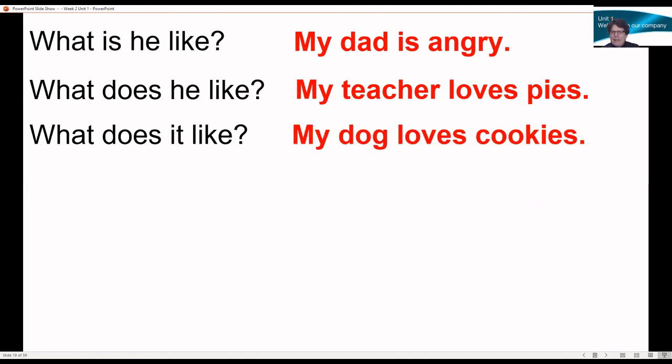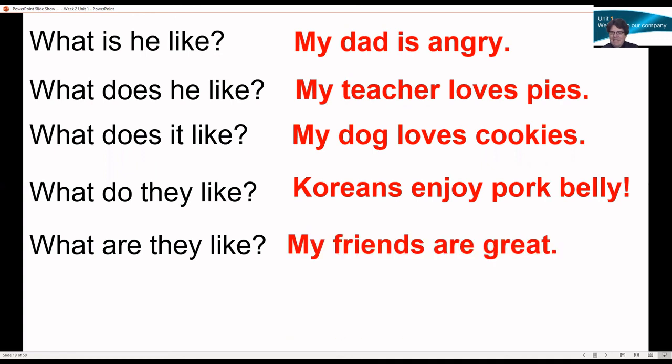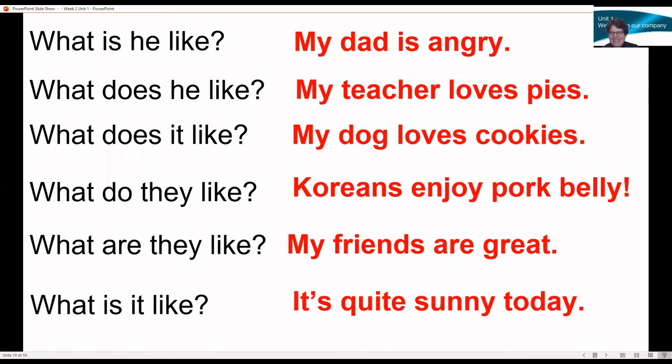What does it like? My dog loves cookies. Okay, as long as you don't give chocolate, that's fine. What do they like? Koreans enjoy pork belly. What are they like? My friends are great. What is it like? It's quite sunny today. Most people would say, what's the weather like? All right, again, if you need a screenshot, you can just pause, do that now.